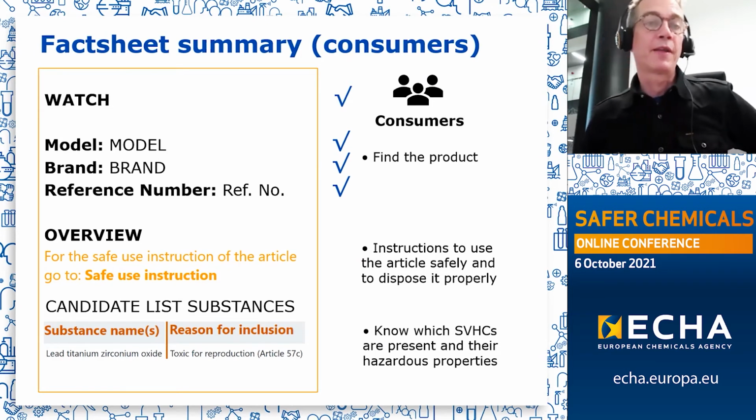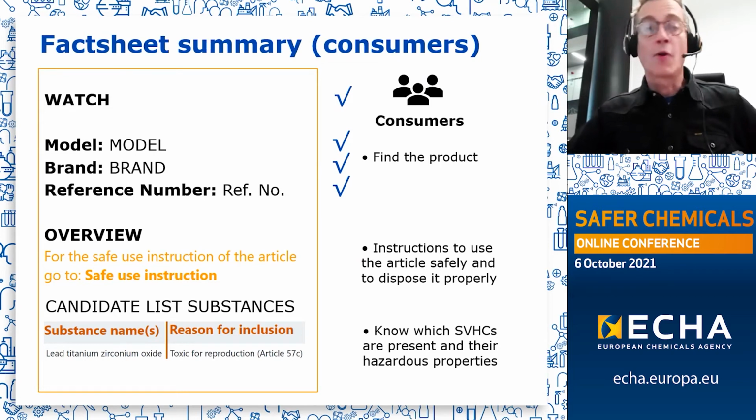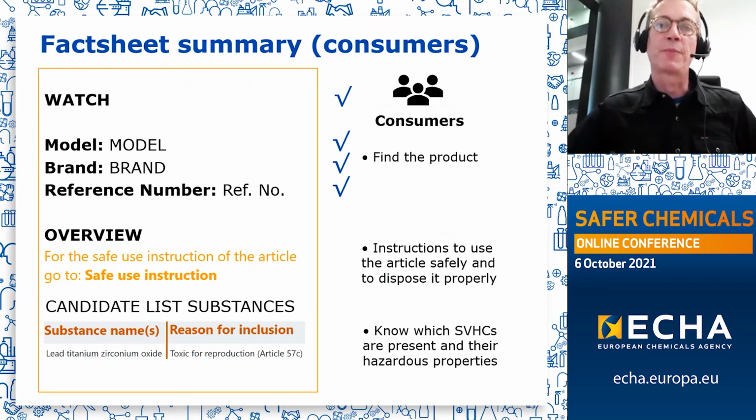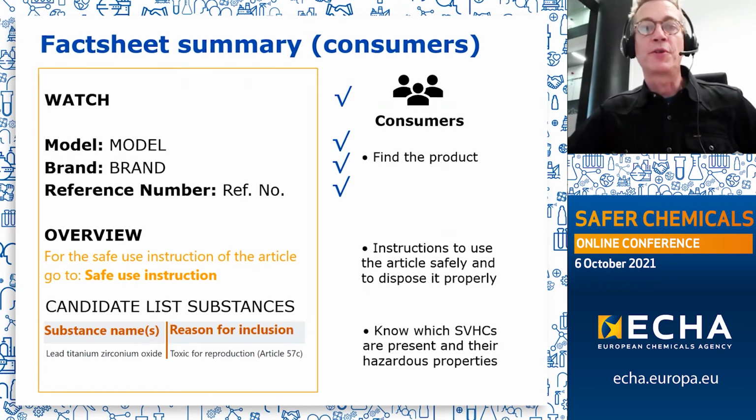You can also see, if relevant, any safe use advice, instruction for the use of the article or product, or any safe use advice in relation to its safe disposal or recycling. Of course, most relevant, you can also see which candidate list substance, so SVHC, is present, in this case in the watch, and you can see in most cases the location of the SVHC, so which component of the, in this case, watch contains the SVHC, again depending on how the notification has been made by the company. So this should enable consumers to find the product, see the instructions on how to use the article safely, if relevant, and how to dispose of it properly. And they can know which SVHCs are present and which hazardous properties they have.